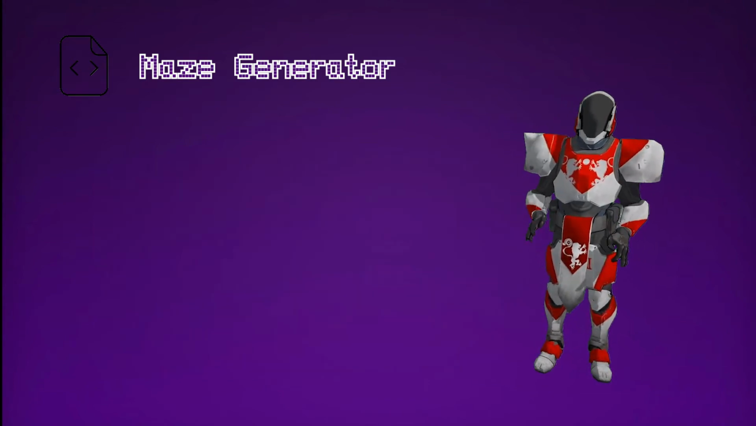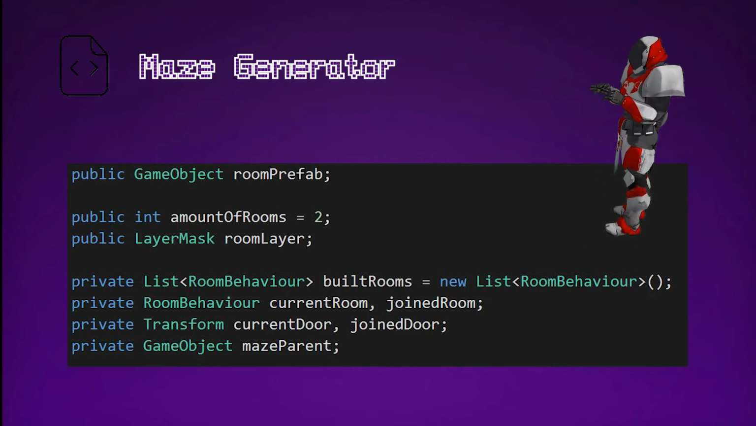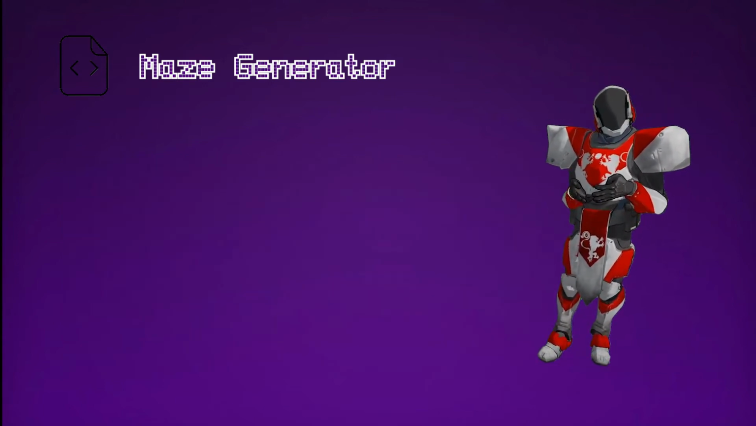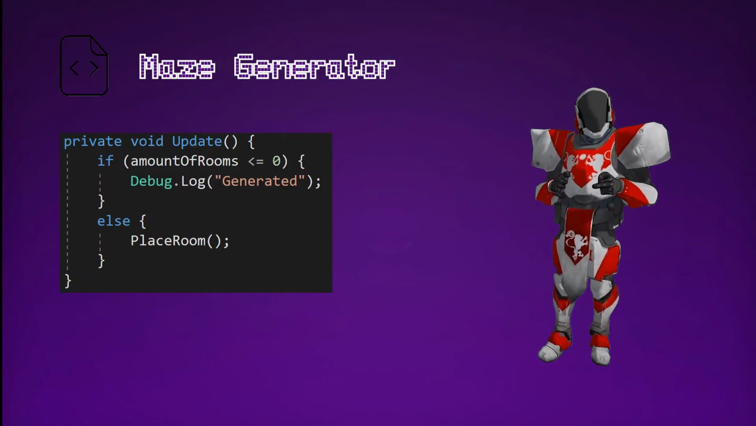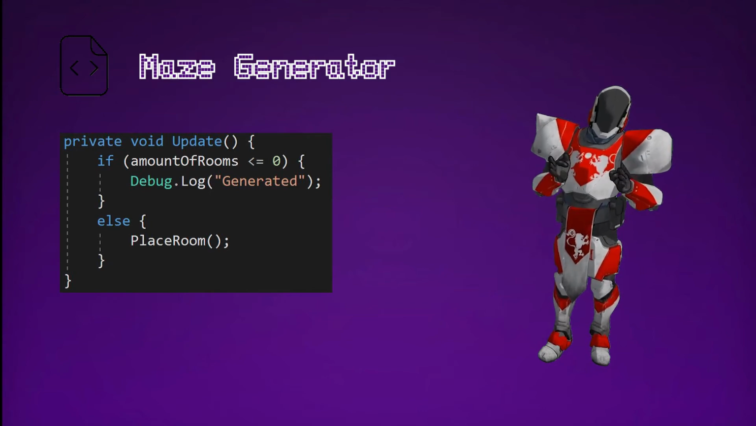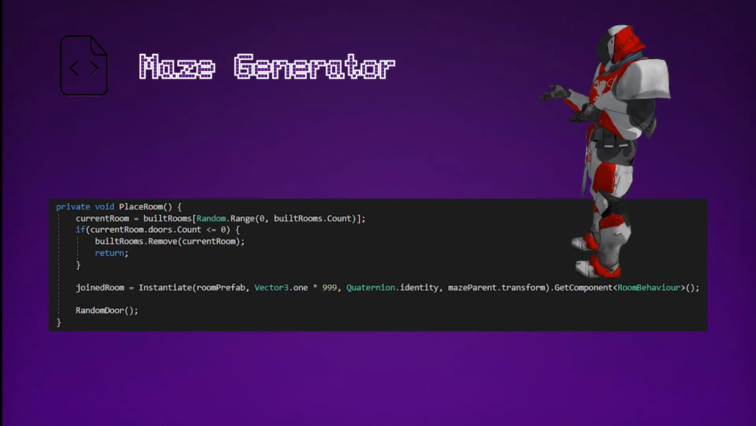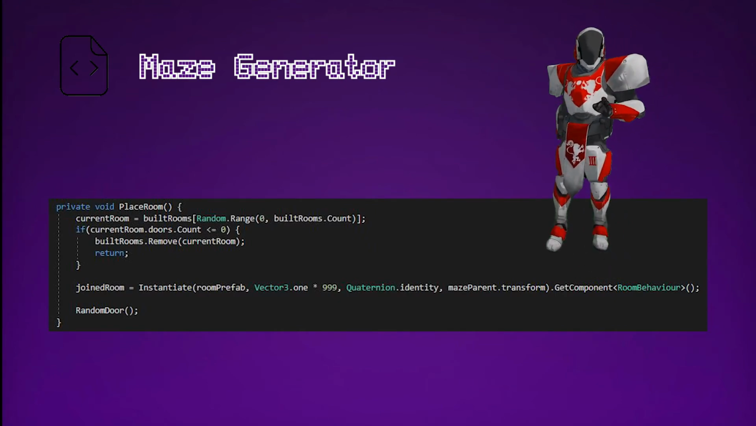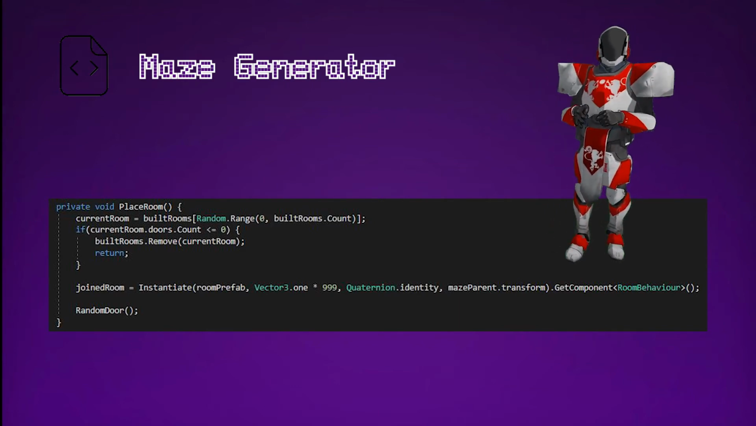To connect our rooms, we'll first have to add a little more variables to our script, mainly a private holder of the current and joined rooms, and holders for our current and joined doors. We'll create a little if statement in our update function, which will check if the amount of rooms has decreased to 0. If they haven't, we can make another room. I made a function called placeRoom that uses one of the build rooms as a start. The function also checks if the build room already has used up all its doors, and if it did, it'll remove that room from the list.